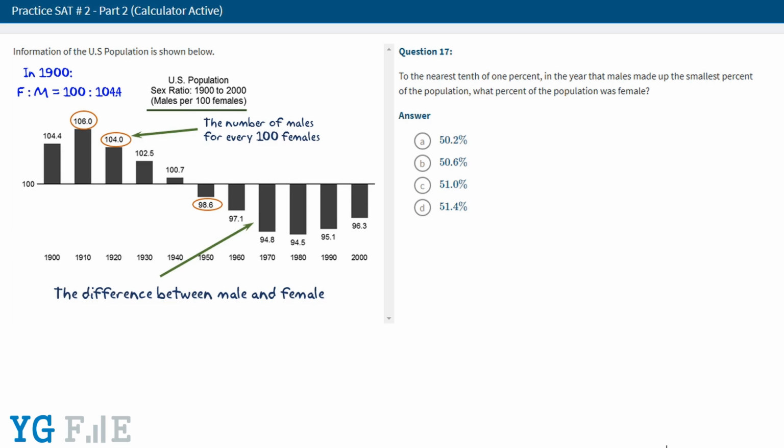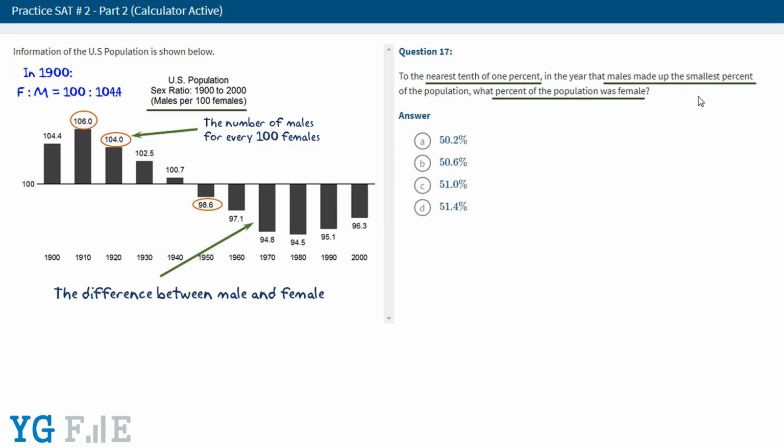The first question is: to the nearest tenth of 1%, in the year that males made up the smallest percent of the population, what percent of the population was female? In this problem, we want to find the percentage of the female population in the year in which the male population is the smallest percent of the population. In other words, the male population is of course less than the female population. Therefore, the first 5 years here will not be the year for this problem, so we will look at the next 6 years.